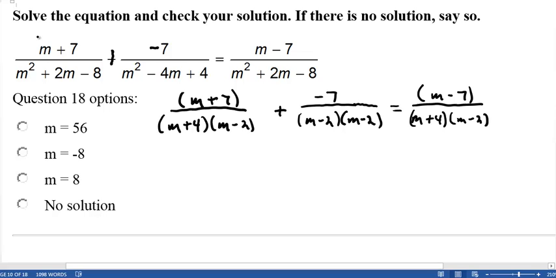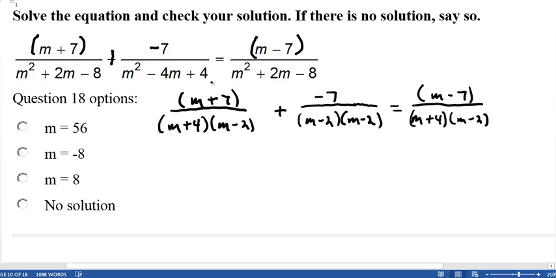I also put my binomials in parentheses and then factor the denominators. So here for the first denominator, I'm looking for the factors of negative 8 that add to a positive 4, and that's how I got the plus 4 and minus 2. So that factors to (m + 4)(m − 2).